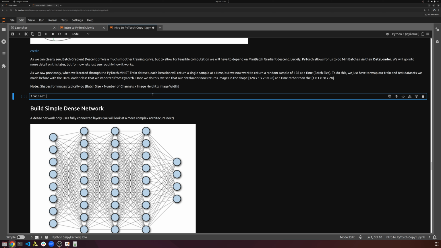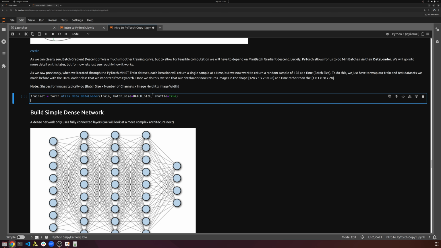In this case, train set is going to be torch.utils.data.DataLoader, right? And it's going to be on train. So we called our MNIST training data train. Batch size equals batch size, 128 that we picked earlier. And shuffle equals True. So when we're training on data, we want to make sure it's a random shuffle every time, so it gets different combinations of batches every time. So we're going to shuffle it up. And then test set is going to be exactly the same thing, but it's going to be test here.